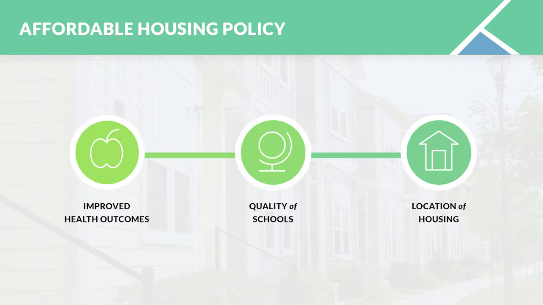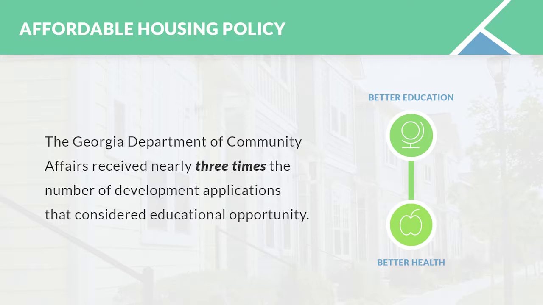As a result, the HIA team collaborated with stakeholders to develop a new set of incentives within the policy to steer development toward areas with better performing schools. By incorporating these incentives into their policies, the Georgia Department of Community Affairs received nearly 3 times the number of development applications that included access to quality education as part of their plans.